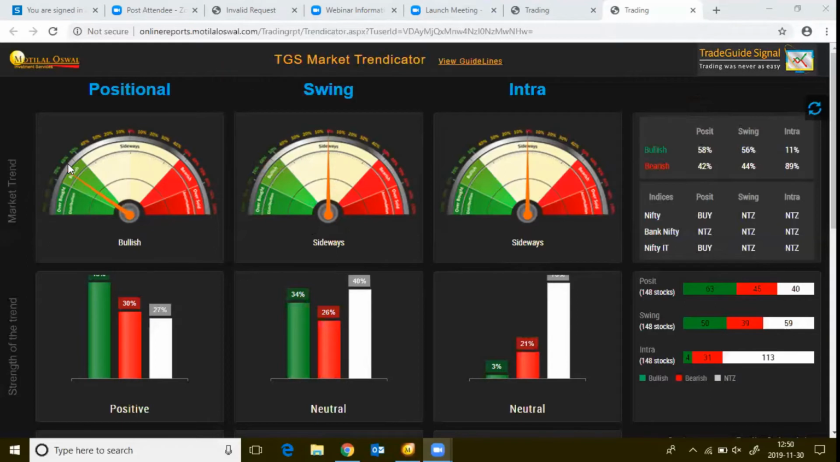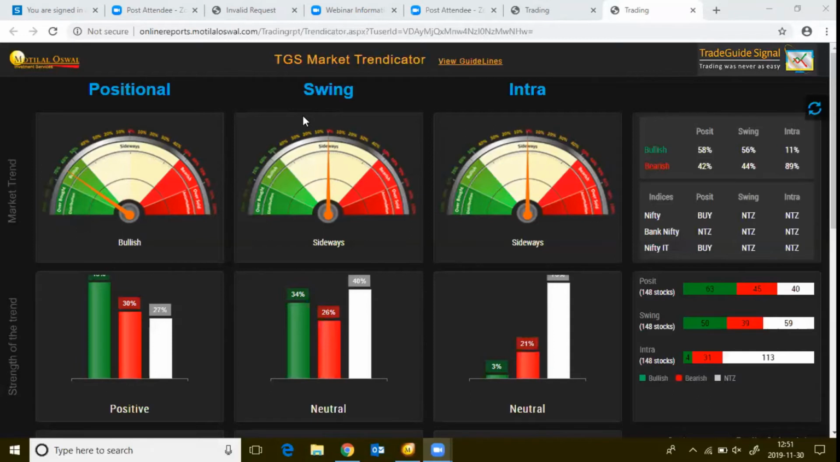There are other things we are going to discuss, for example, overbought and oversold. From the oversold zone, there is too much selling, and there is a chance that the market might go up. From the overbought zone, there is a chance that the market might go down.